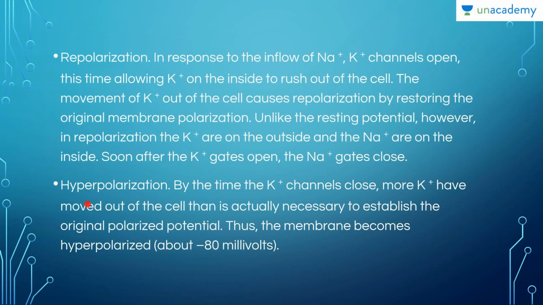What do we mean by hyperpolarization? Now, by the time the K plus channels close, more K plus ions have moved out of the cell than actually necessary to establish the original polarized potential. Thus, the membrane becomes hyperpolarized, which is about minus 80 millivolts.